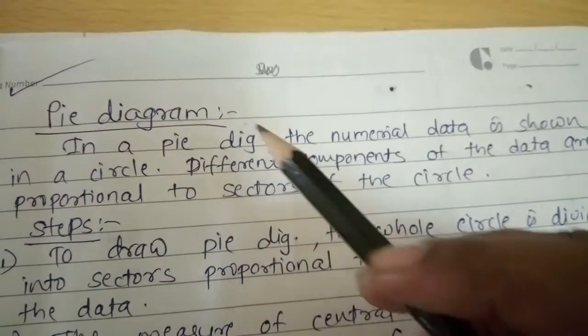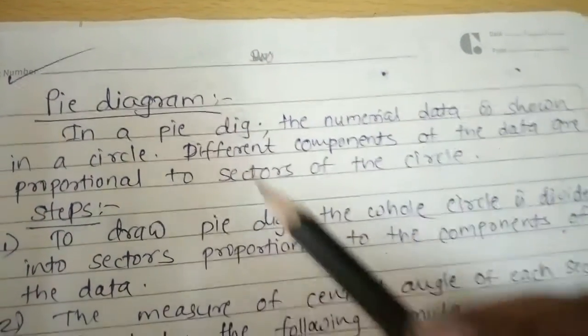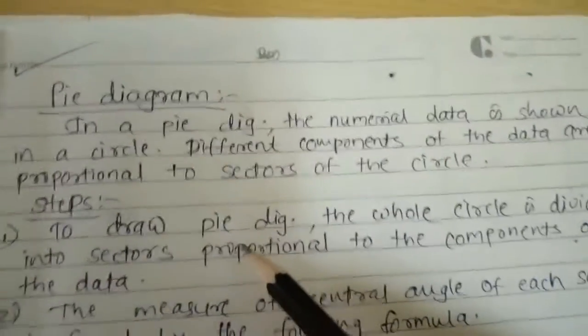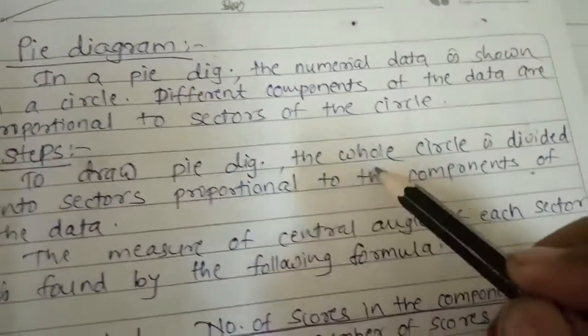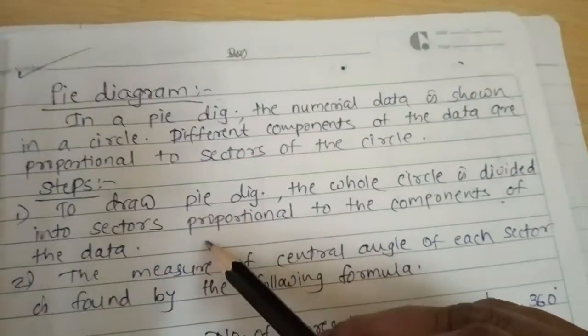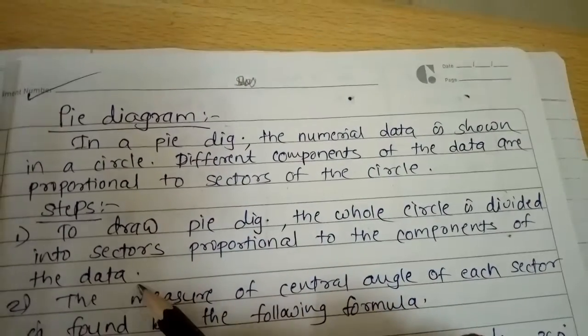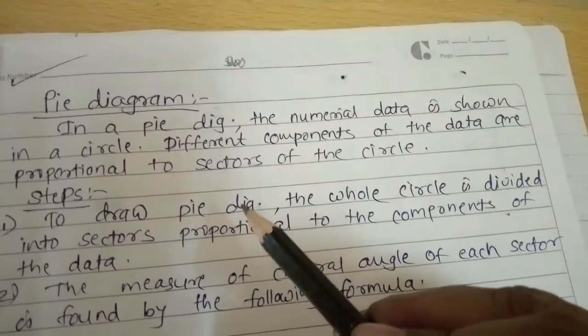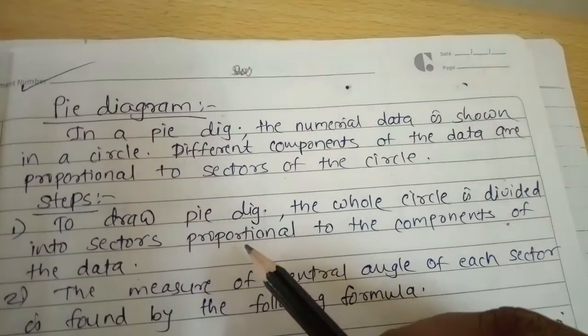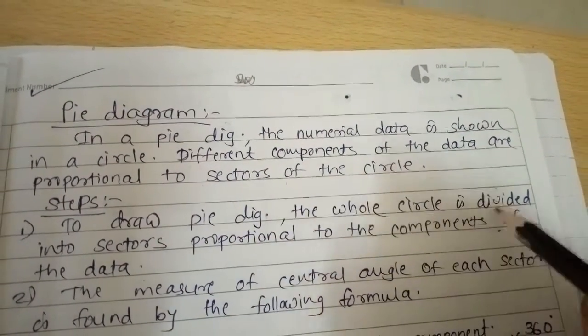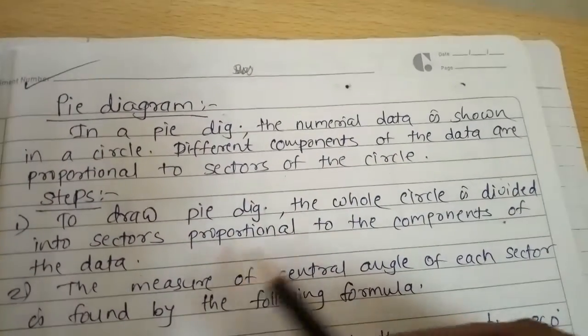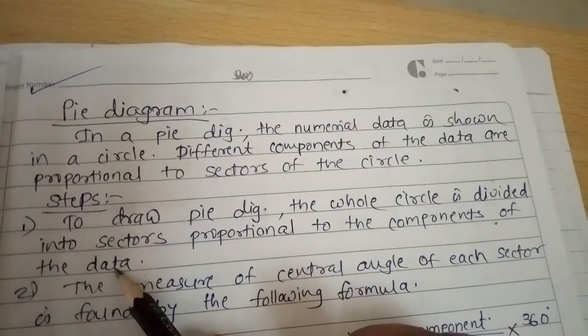So see the steps which are involved in drawing the pie diagram. The first step is that the whole circle is divided into sectors proportional to the components of the data. So first we have to draw the circle with proper measurement, and the whole circle is then divided into the sectors which are proportional to the components of the data.